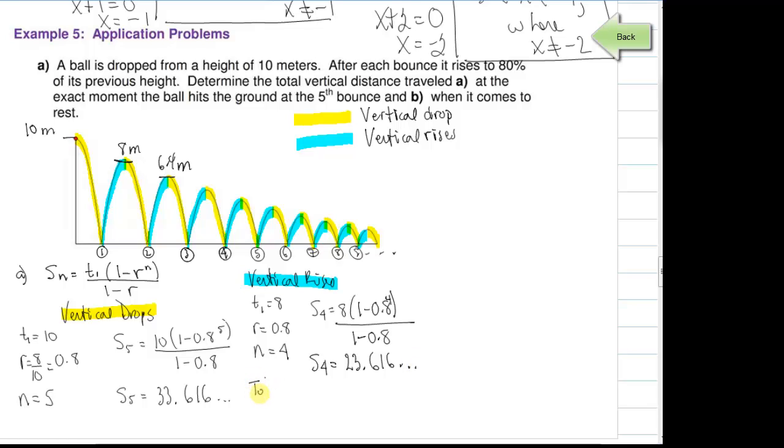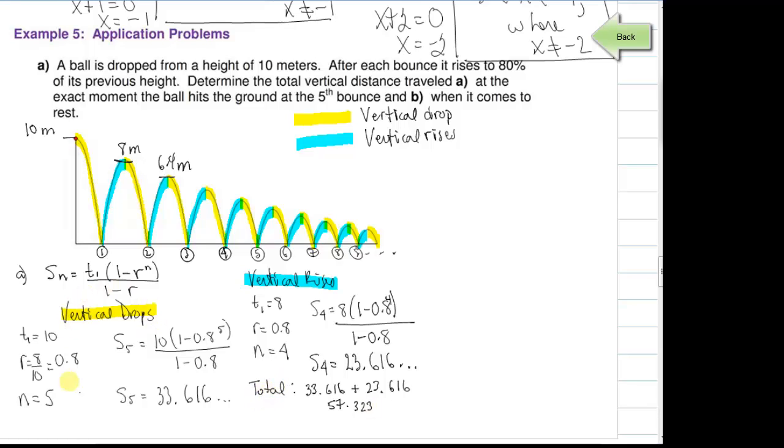Okay? So what's our total distance? Our total distance will be S5 plus S4. So 33.616 plus 23.616. And we get a total of 57.323.